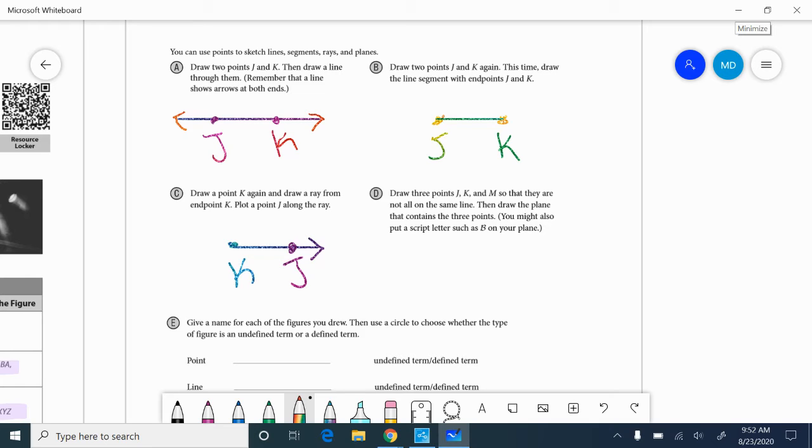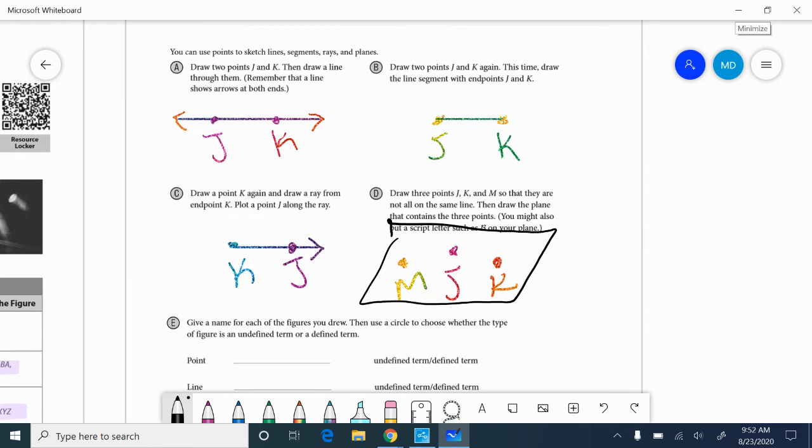And now for part D, it says draw 3 points, J, K, and M. J, K, I'll put M over here this time, so that they are not all on the same line. Then draw the plane that contains the 3 points. So if I want a plane of these 3 points, it's going to be, let's try that one more time, make it a little bit neater.